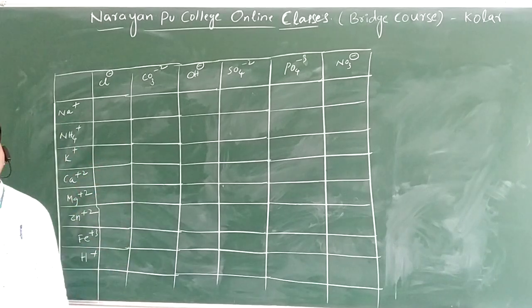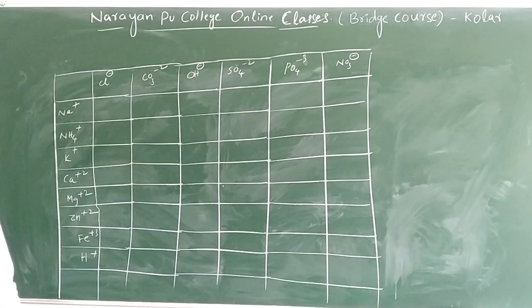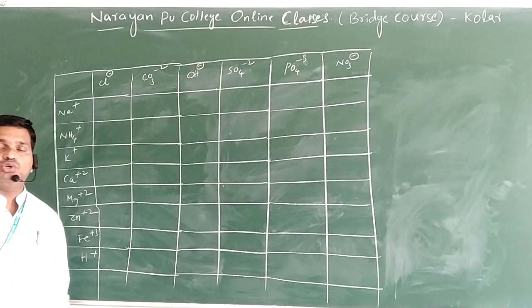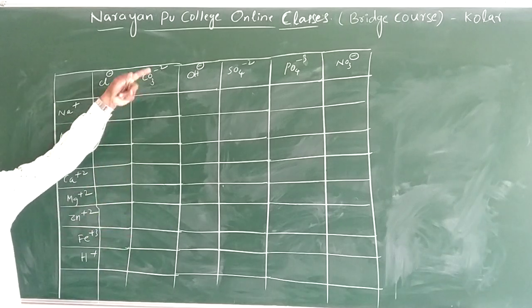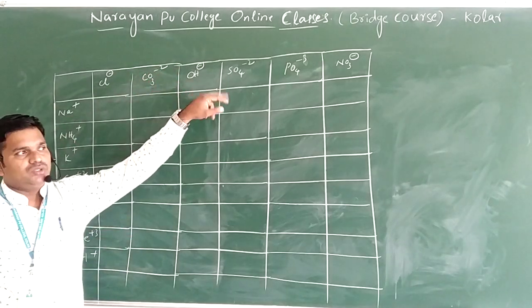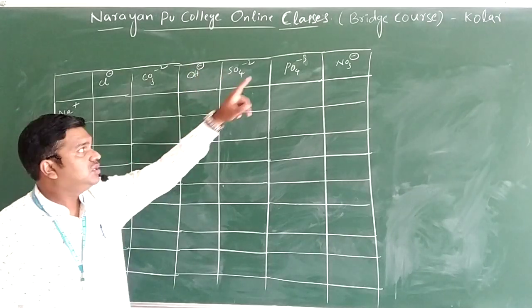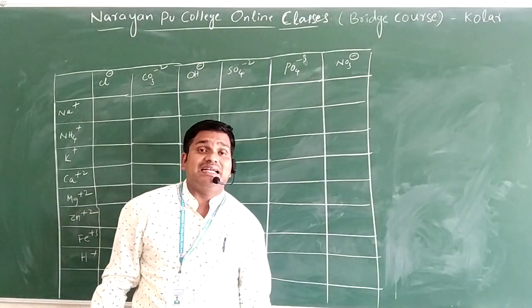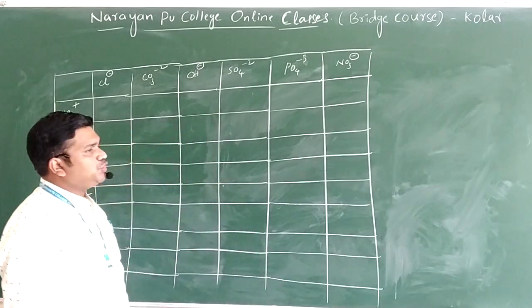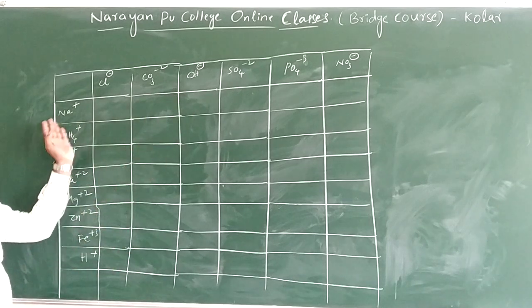Let us see this table. We have different negative ions, whose other name is anions, and one column of positive ions, which we call cations. Here Cl minus chloride, CO3 minus 2 carbonate, OH minus hydroxide ion, SO4 minus 2 sulfate ion, PO4 minus 3 phosphate ion, NO3 minus nitrate ion. Clear? So by using this table we have to write the formula of the different combinations.